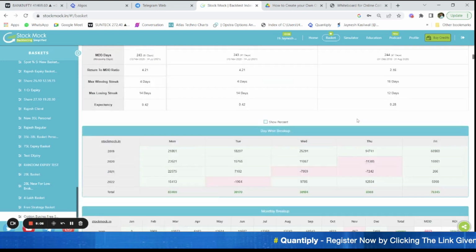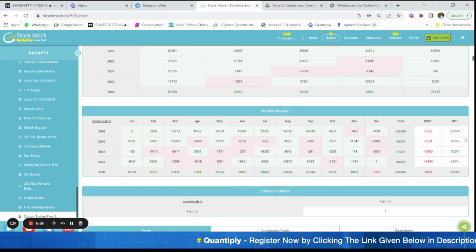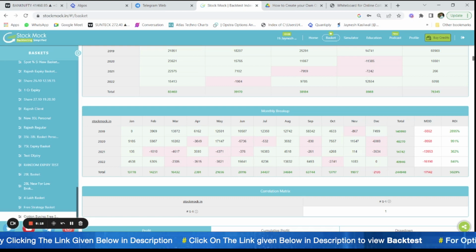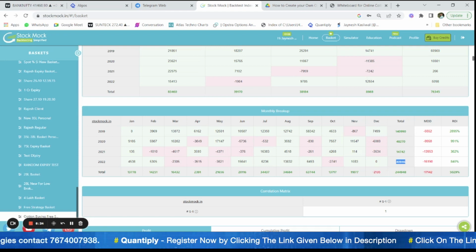Now if we look at the yearly returns of this strategy, in 2019 it gave me 4x returns on a capital of 40,000, that is 1 lakh 40,000. Then in 2020 it gave me 100% returns. In 2021 it was not that great, but in 2022 it has still given me 100% returns till now. Right now these are without brokerages and other charges. Only 0.5% slippage has been included into this strategy.